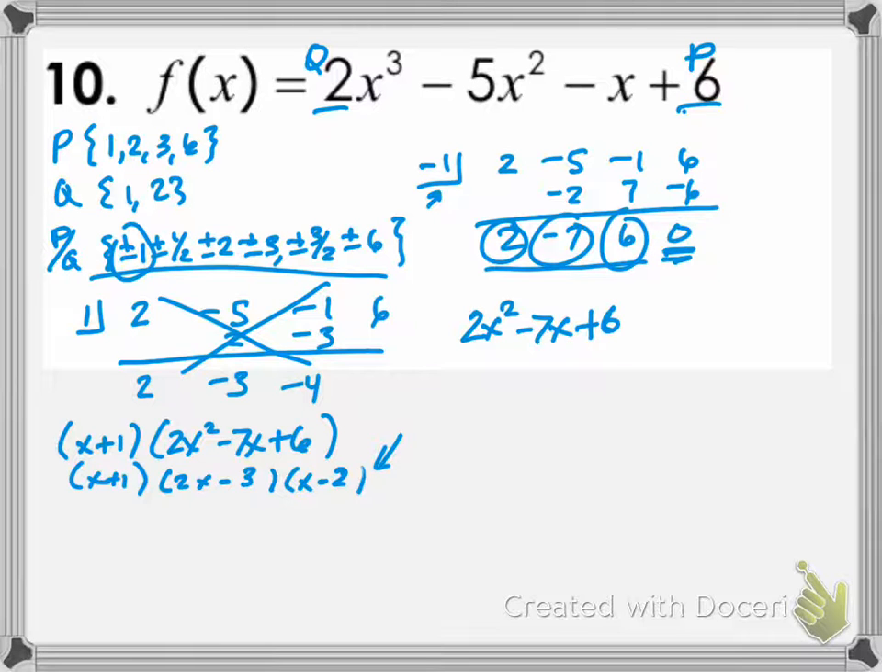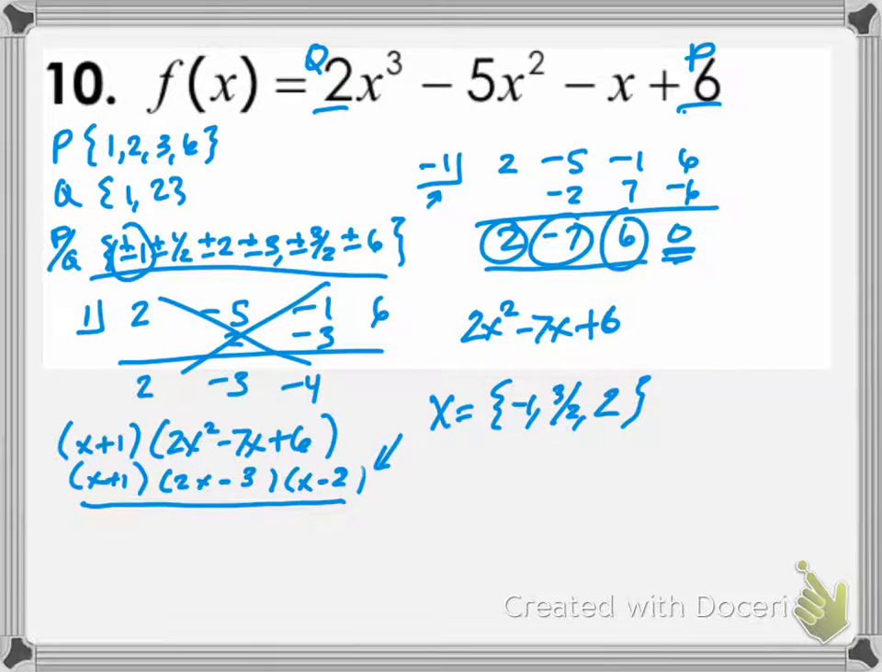It's really fast. So here are my 3 binomial factors. So that means x would have to be negative 1, 3/2, and 2.